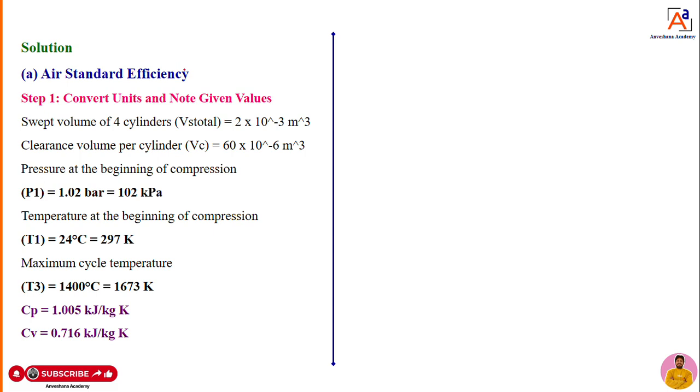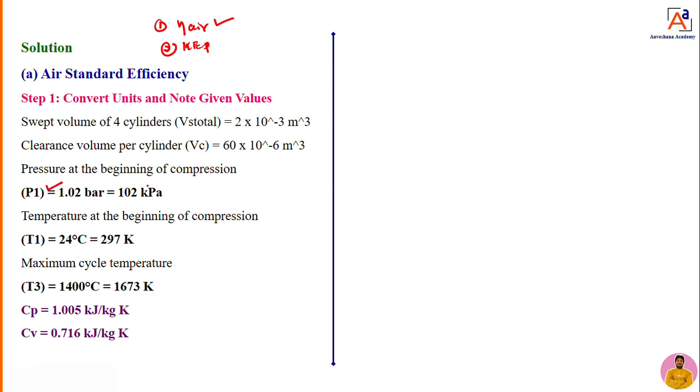First step: there are two findings. One is the air standard efficiency, the second one is the mean effective pressure. So first I will go with the air standard efficiency. To calculate that, I should calculate some basic data. What are the basic data? You should know what P1 is.